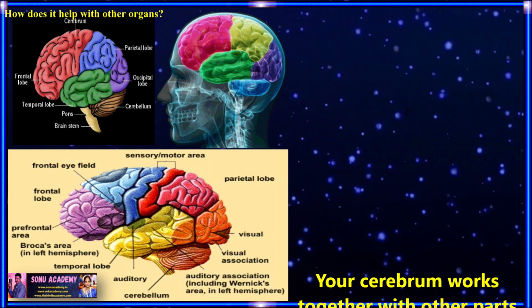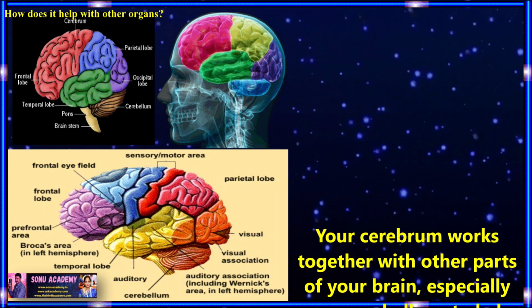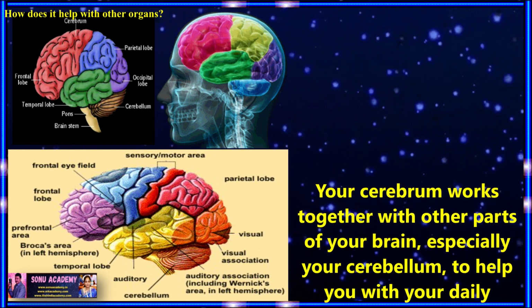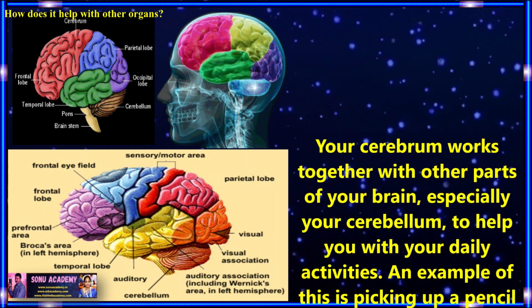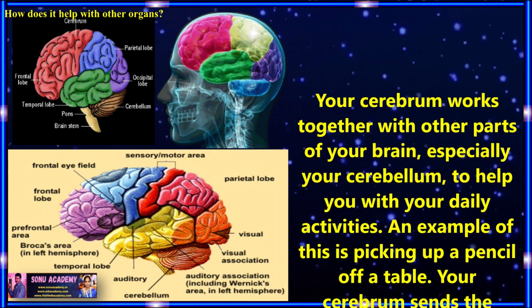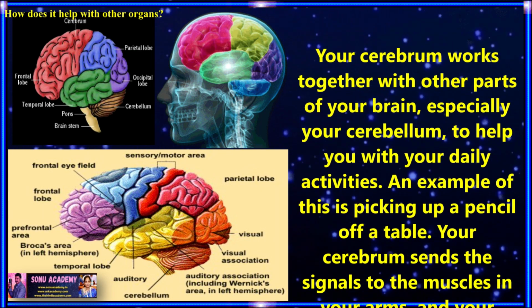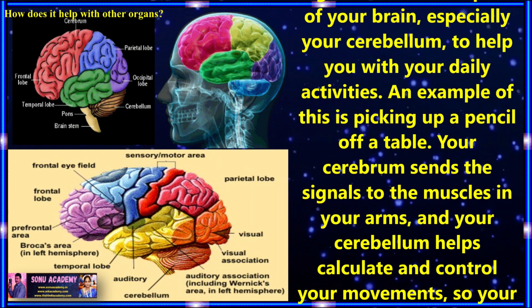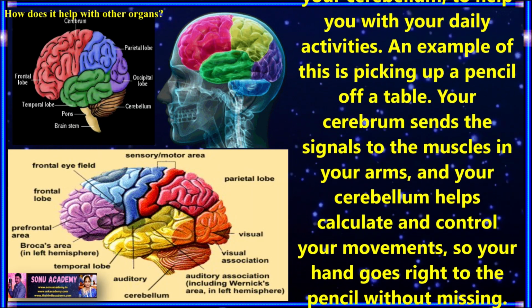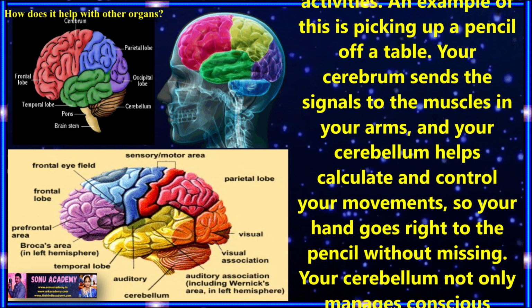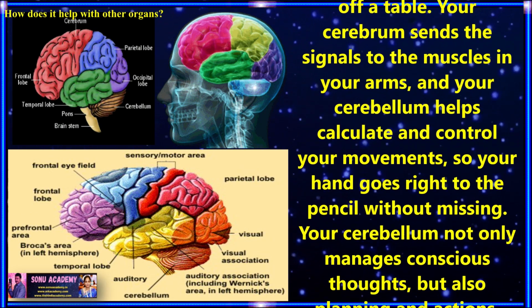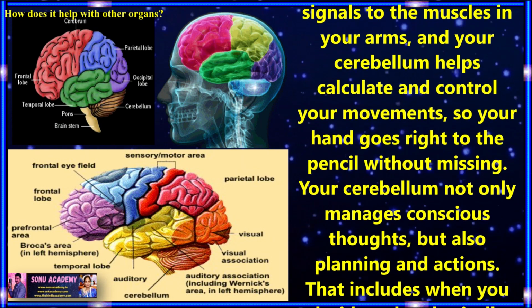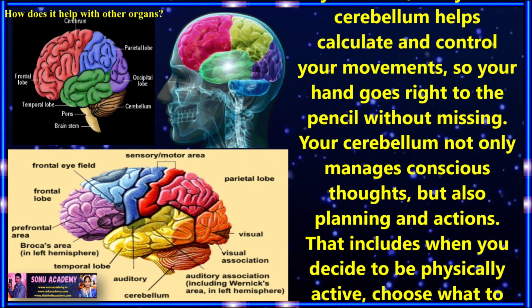Children, let us discuss how the cerebrum helps with other organs. Your cerebrum works together with other parts of your brain, especially your cerebellum, to help you with your daily activities. An example of this is picking up a pencil off a table. Your cerebrum sends signals to the muscles in your arms, and your cerebellum helps calculate and control your movements so your hand goes right to the pencil without missing.